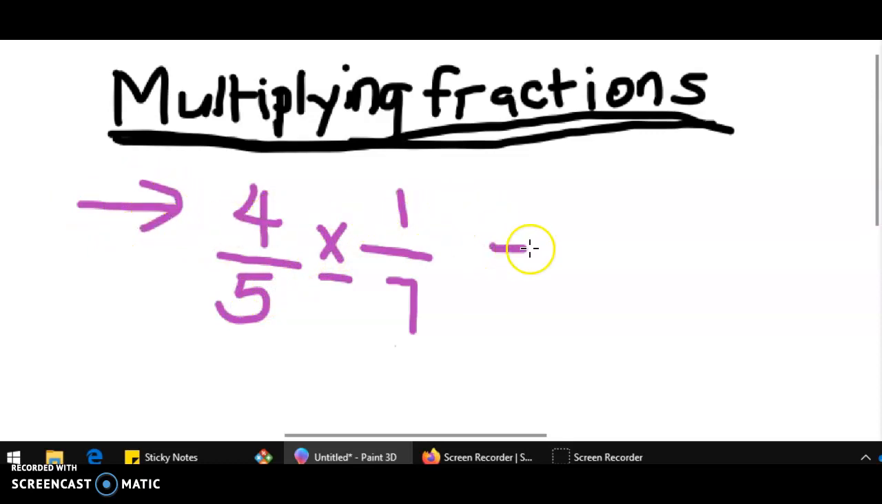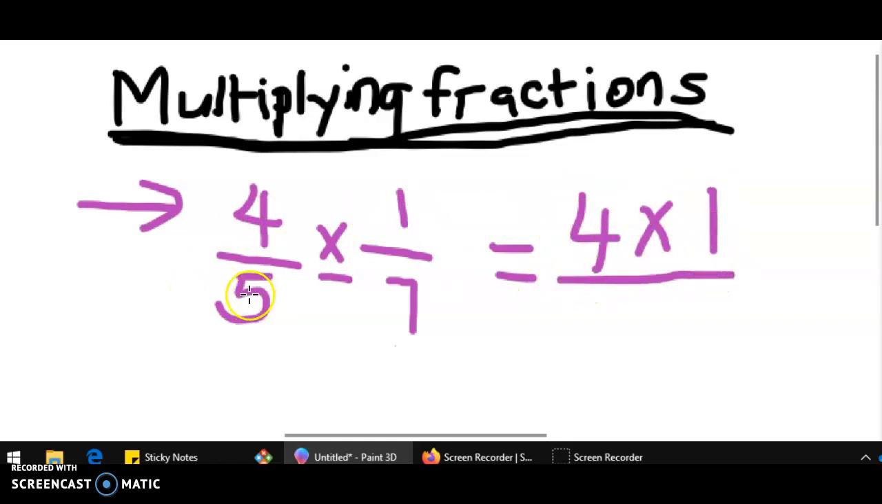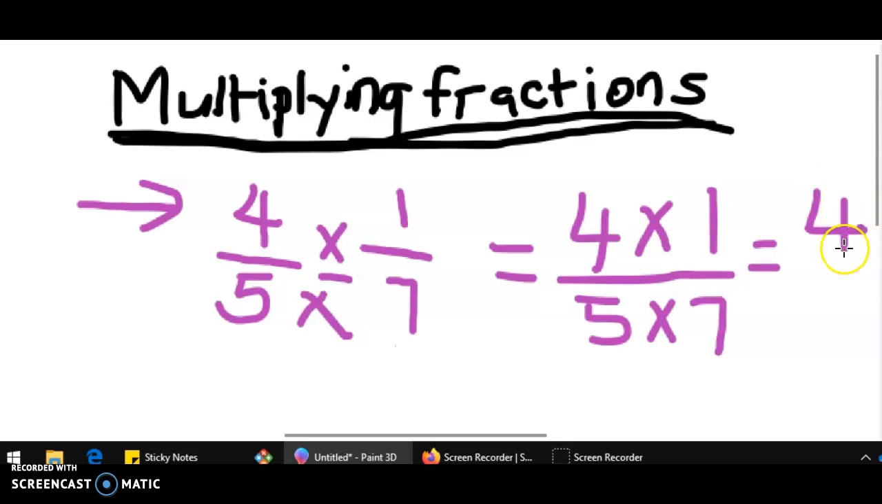4 times 1 over, now we multiply the denominators, 5 times 7, and we get 4 times 1 is 4, 5 times 7 is 35. We get 4 over 35. Can we simplify 4 over 35? No, so we are done.